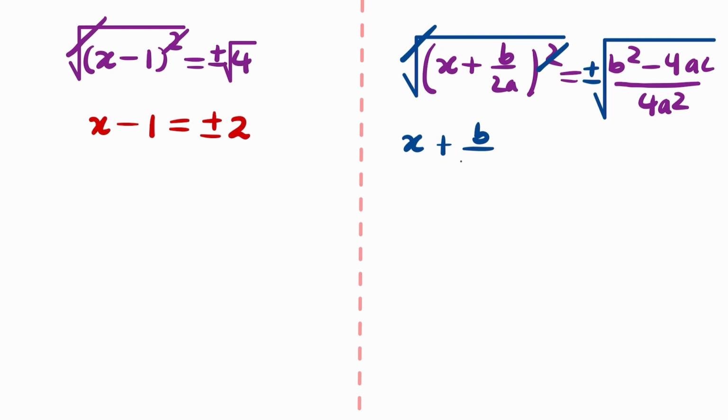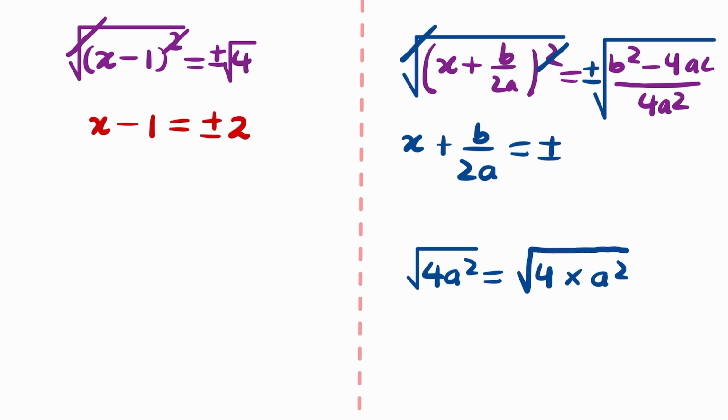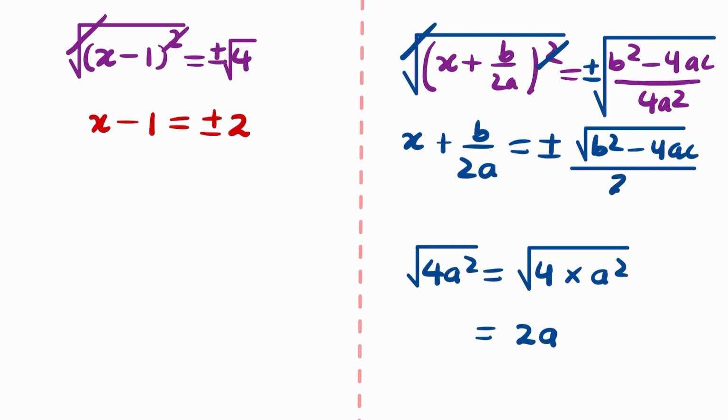x plus b over 2a equal to plus or minus. The denominator in the right hand side of the equation is 4a squared. We can take the square root of 4a squared. Why? Because 4a squared is equal to 4 multiplied by a squared. We can take the square root of each of these individual terms. What is the square root of 4? The square root of 4 is 2. And what is the square root of a squared? The square root of a squared is a. Like this. The square root of 4a squared is 2a. So when simplified, it will be square root of b squared minus 4ac over 2a.